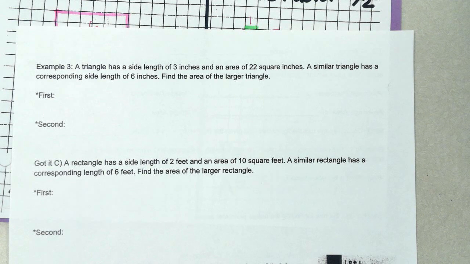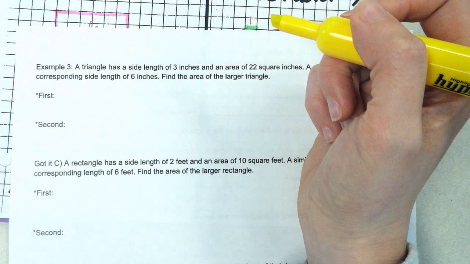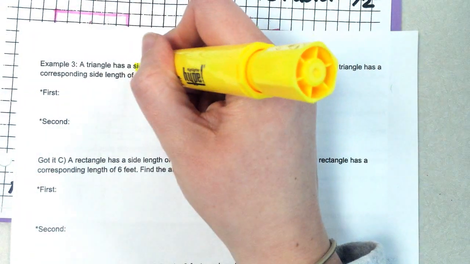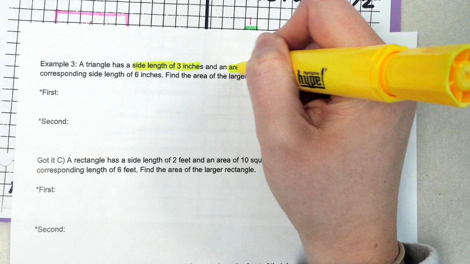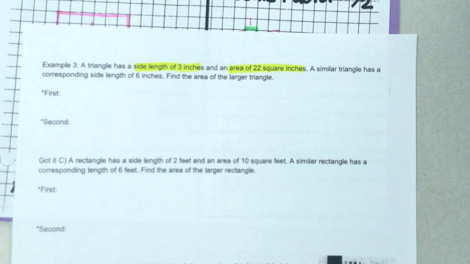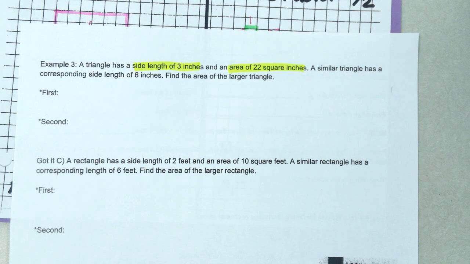So what should I be highlighting in the same color? What part should I be highlighting in the same color? Carter? 3 and 22. So side length of 3 inches, area of 22 square inches. Very good. Because those go with the same triangle. Okay, I know we usually do the corresponding parts the same color, but I want you to know that this area goes with this triangle. That's why we do the same color today.